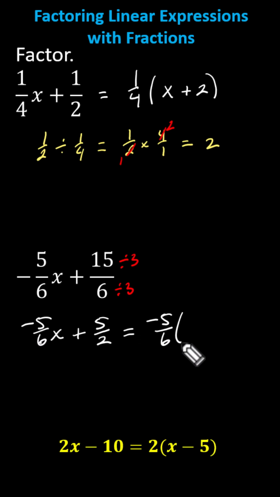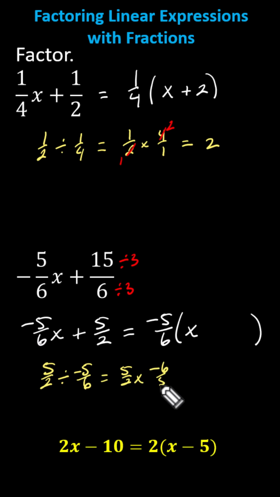Factoring negative 5/6 from negative 5/6x gives us a factor of x. To determine the constant term inside the parentheses, we divide 5/2 by negative 5/6, which is equal to 5/2 times the reciprocal of negative 6/5. Simplifying before multiplying, 5 divided by 5 simplifies to 1. 6 and 2 share a common factor of 2. 1, 2, and 2, and 3 2s and 6. Negative 6 simplifies to negative 3.